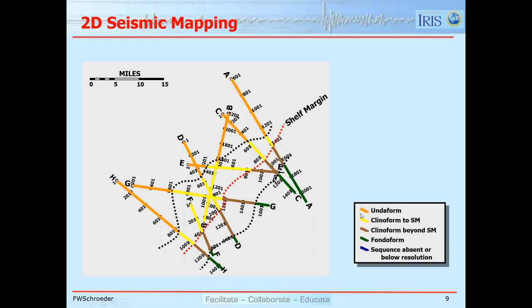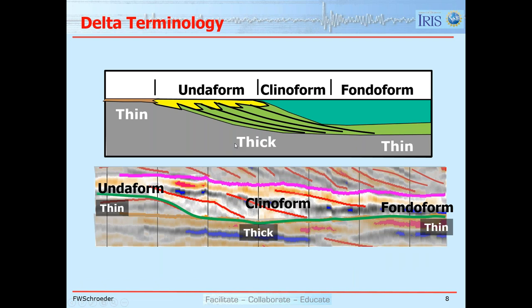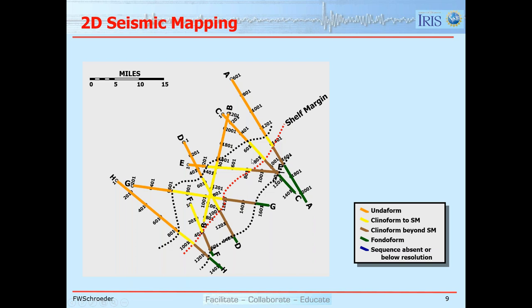And the color code orange would be the underform using Rich's terminology. The yellow, let me go back a step. The yellow would be the underform where the top is horizontal before we have the paleo shelf margin and start to have the paleo slope. So on the maps here, that would be in yellow. Then the brown would be from that last shelf margin where we have the paleo slope going out into the basin. And then the green would be the fondoform, the thin parallel units that's in relatively deep water.